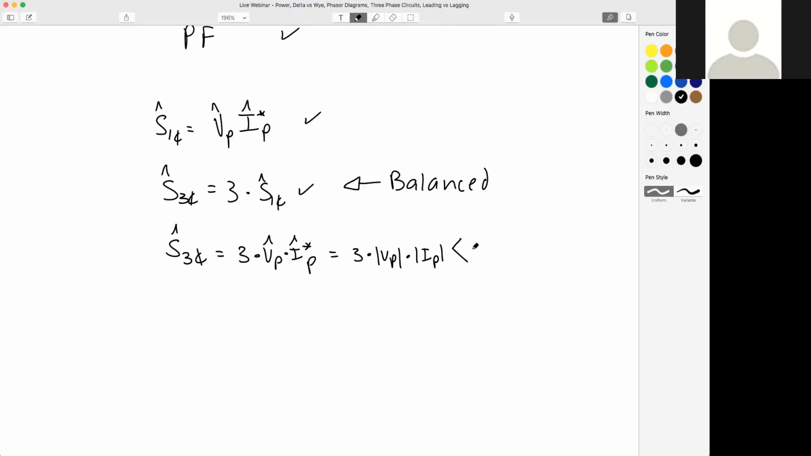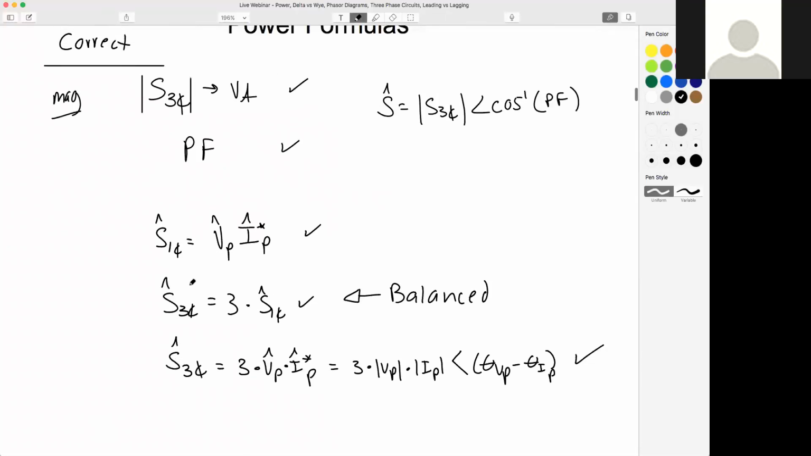And here your angle would be theta VP minus theta IP, right? So our phase voltage and our phase current. And this is minus because of the conjugate. So this is also perfectly okay. So please be very careful.